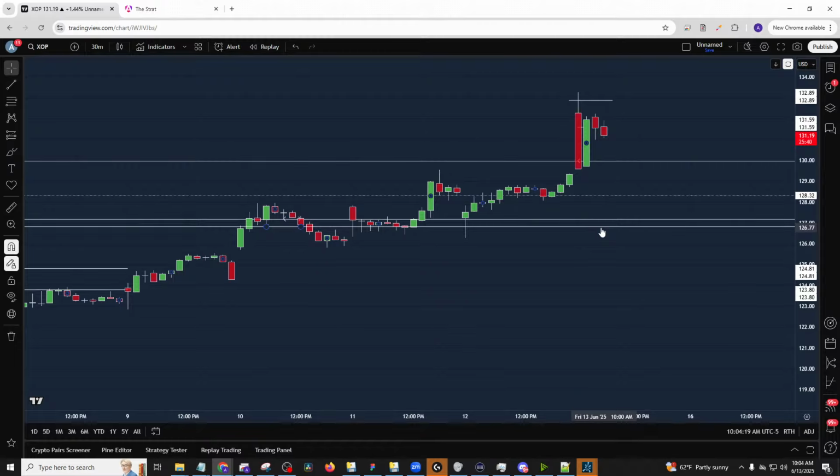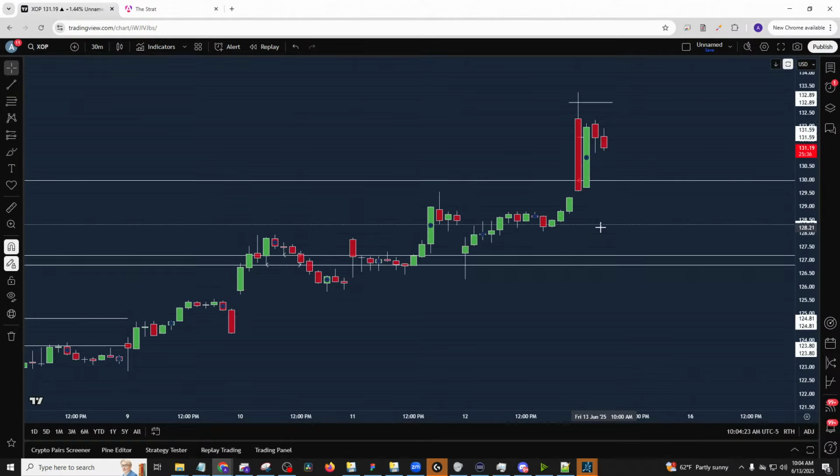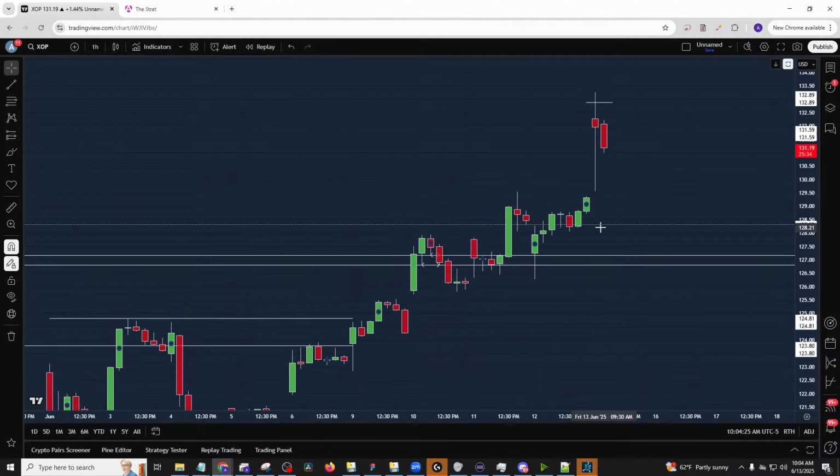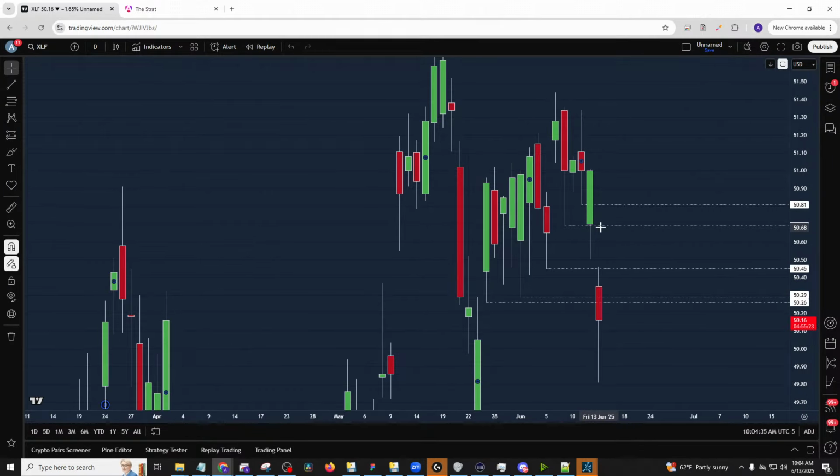You got 30 rev strats, XLE, OIH, XOP, 122s trying to set up. They are still inside 60, but they'd be setting up the 60s down. If they go 60s down, that's a good reason for me to reduce my energy position. Honestly, I want to hold it though.